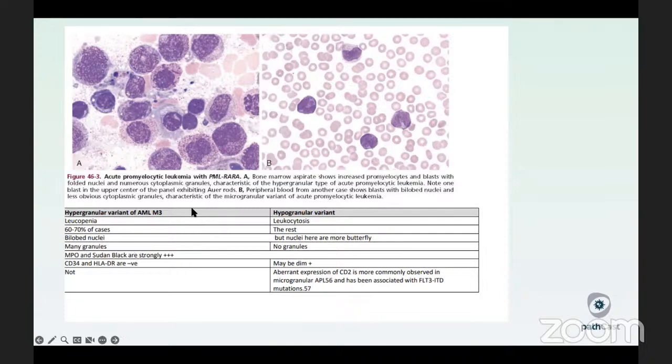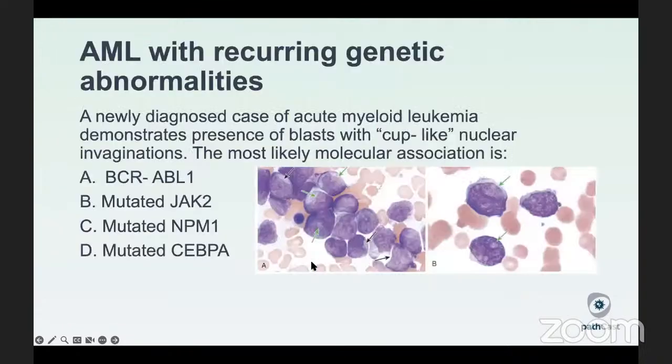We have two different subtypes of acute promyelocytic leukemia, the hypergranular variant and the hypogranular variant. This one has a low blood count. This one has an elevated white count. Both have similar morphology. This one has a lot of granules, as its name implies. This one has no granules, but they're both strongly positive for MPO. This one doesn't have CD34 or DR. This one can express dimmer CD34 or DR. Another question for the recurrent genetic abnormalities in acute myeloid leukemia: you might see a picture like this.